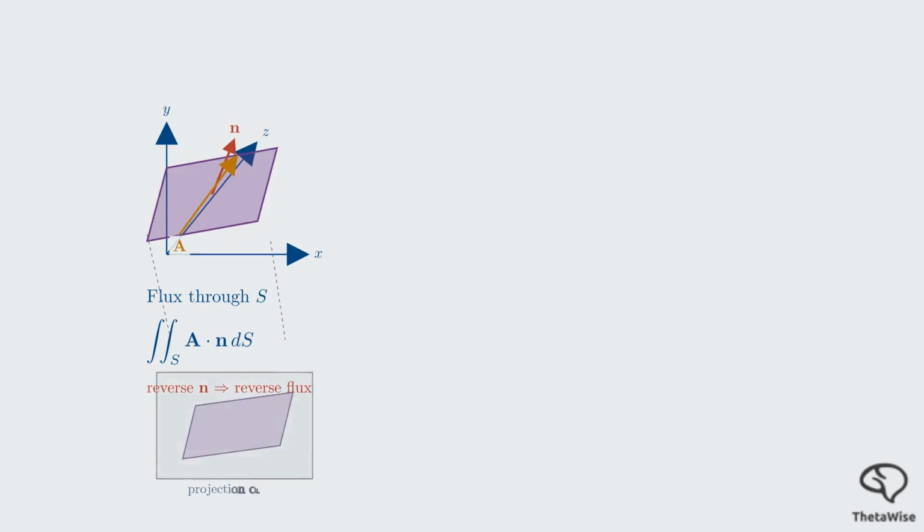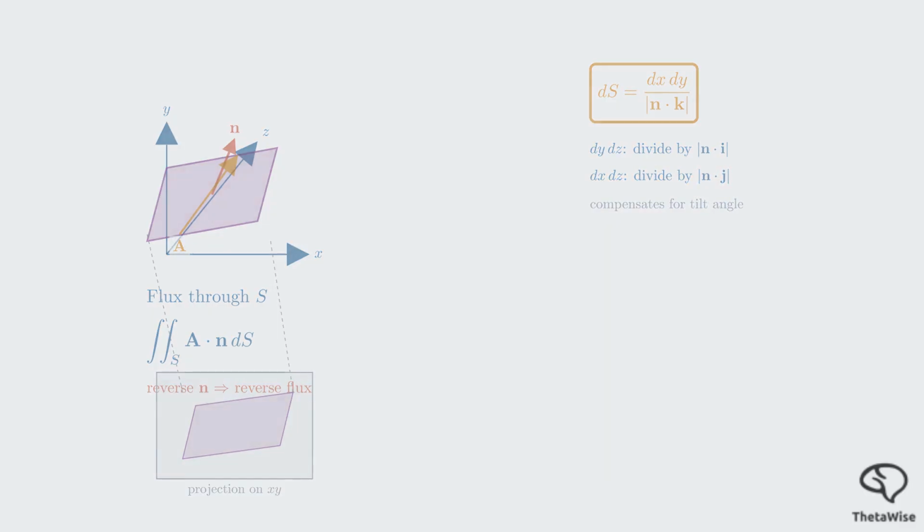If a surface is not parallel to a coordinate plane, project it onto a convenient plane. For projection onto the xy plane, the surface element contributes dx dy divided by the absolute value of n dot k. Similar formulas use dy dz with n dot i, or dx dz with n dot j. This compensates for the angle between the surface and its projection. Consider the note's first octant sphere example with F equal to yz i plus zx j plus xy k and x squared plus y squared plus z squared equal to 1.